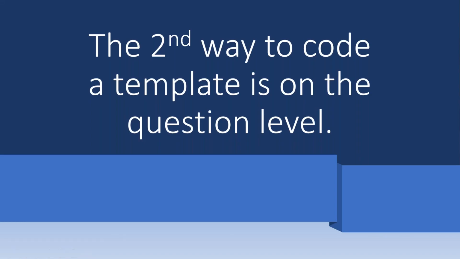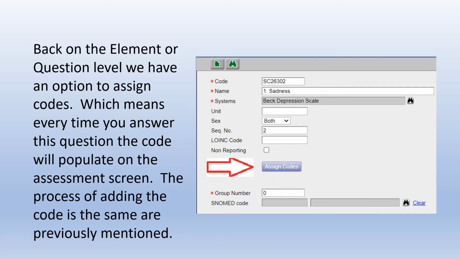Okay. Now, the second way that you can code a template is at the question level. So on each one of those questions that we were making, you may have noticed an assign codes button here. This assign code button does the same thing. You're going to click on it. You're going to choose your code that you want to associate to the question level. That means anytime that you answer that question, that code is automatically going to come over. And then you would save it. So it's the same thing. You're just going to go to the question level and code it from the question level.